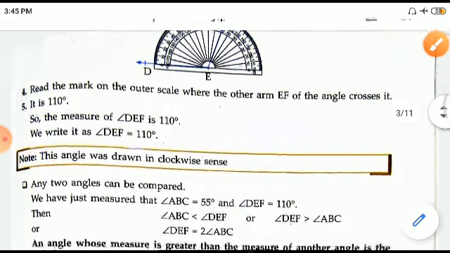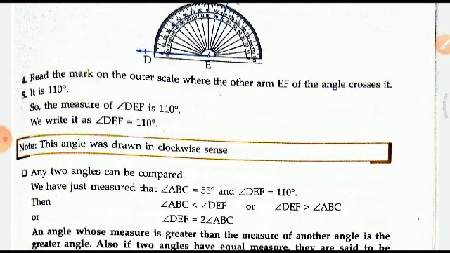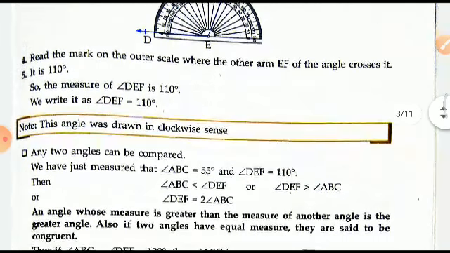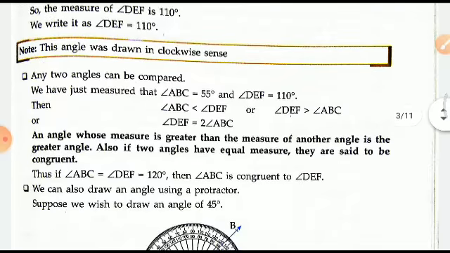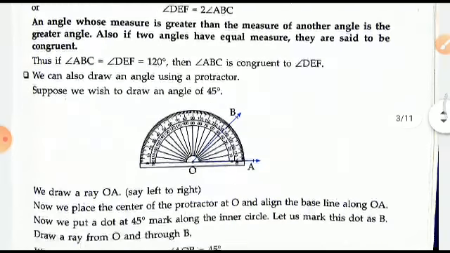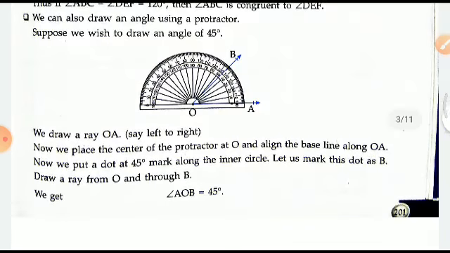Now, any two angles can be compared like this. We have just measured angles 55 and 110, and 55 degrees is less than 110. Therefore, angle ABC is less than angle DEF, or angle DEF is greater than angle ABC, or DEF is equal to twice of ABC. An angle whose measure is greater than the measure of another angle is the greater angle. Also, if two angles have equal measures, they are said to be congruent. Now how to draw an angle is just as previous.